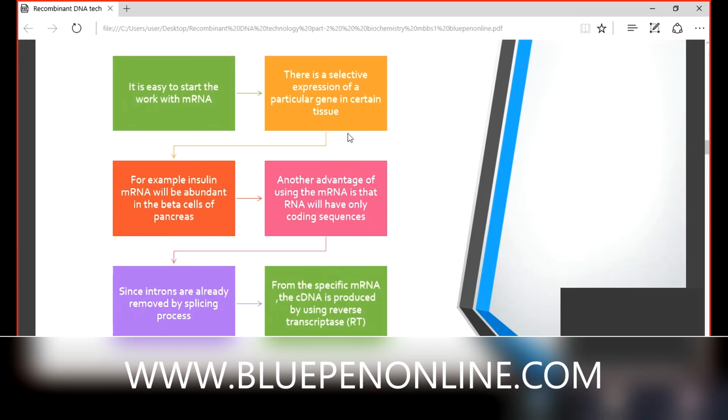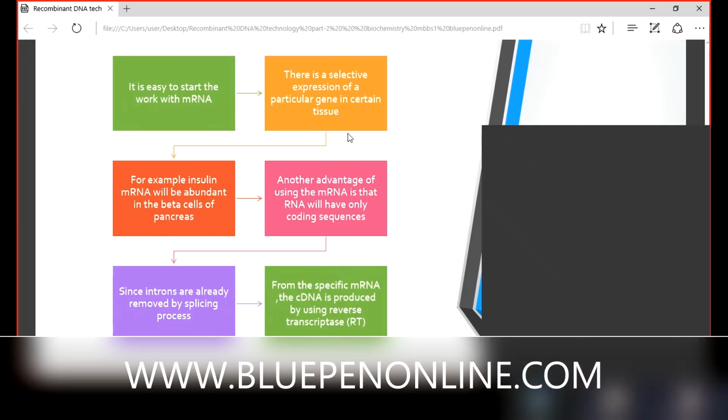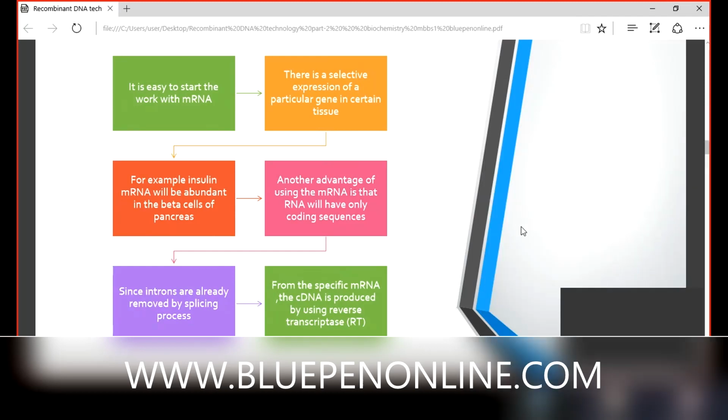For example, for the synthesis of insulin, which is a protein, we use that insulin mRNA for this recombinant DNA technology. It's a very laborious process, so we convert that mRNA into cDNA. What is meant by cDNA? Complementary copy of DNA. By the preparation of complementary DNA, we can easily clear that problem.